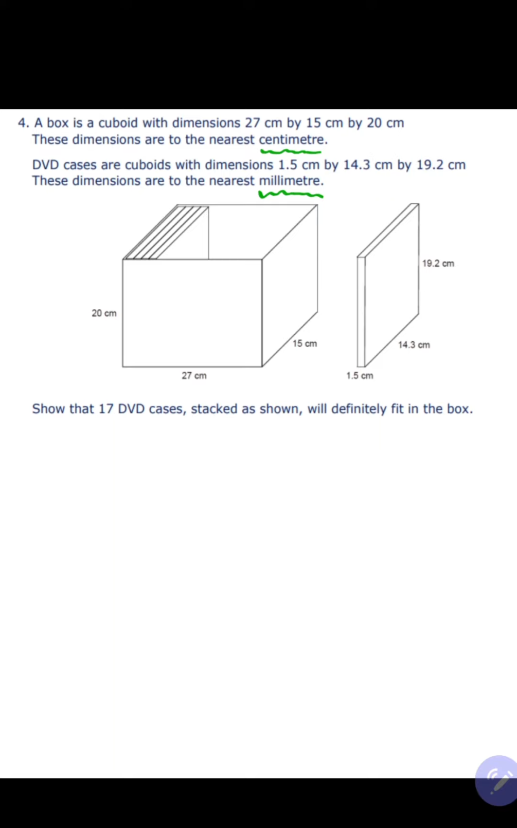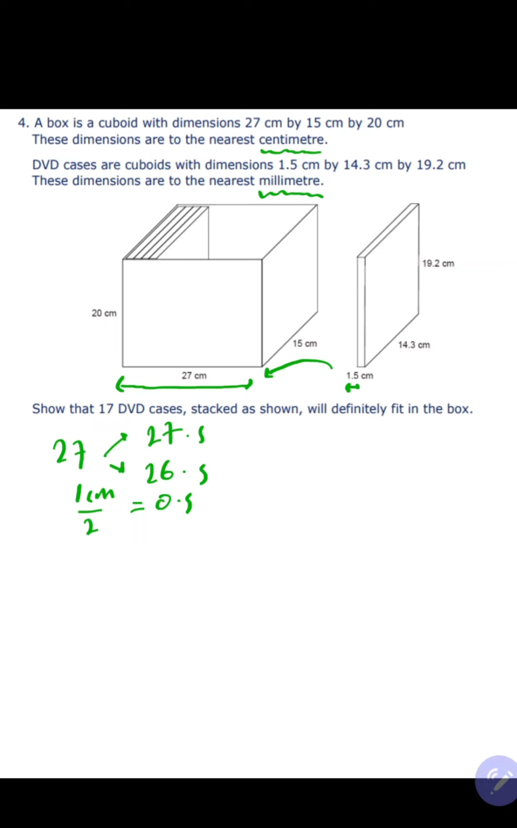So let's work out the upper and lower bound for the 27 first. Now remember, this is all about widths. This is about how many of these can fit in this width. All the other lengths are useless to us at this point. So we take 27. Remember, it's to the nearest centimeter, so we're taking 1 centimeter and dividing it by 2. We get 0.5. So the upper bound will be 27.5 and the lower bound will be 26.5. So that's for the 27.